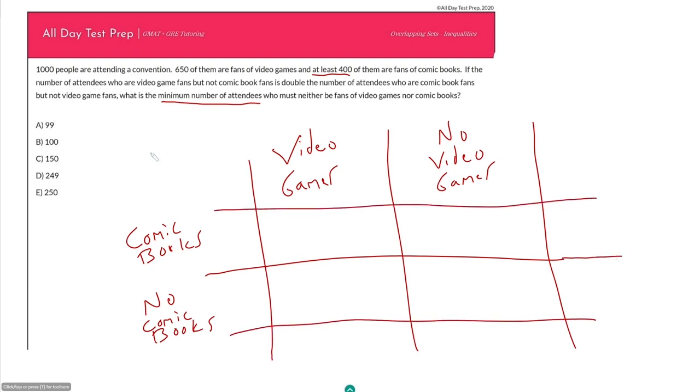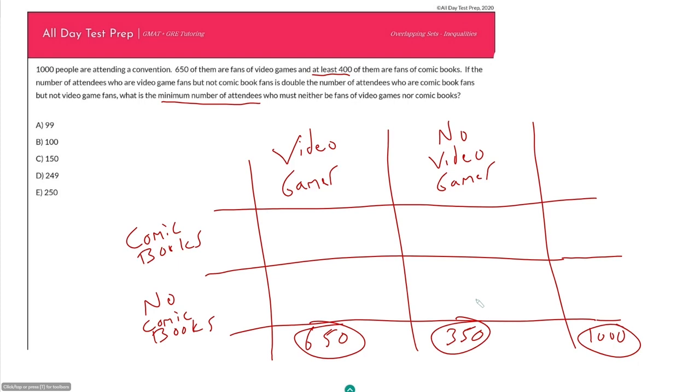So let's start filling in information. We've got 1,000 people at our convention, 1,000 people total. 650 of them are fans of video games, so 650 goes here, which means 350 are not fans of video games. Now it says at least 400 of them are fans of comic books.